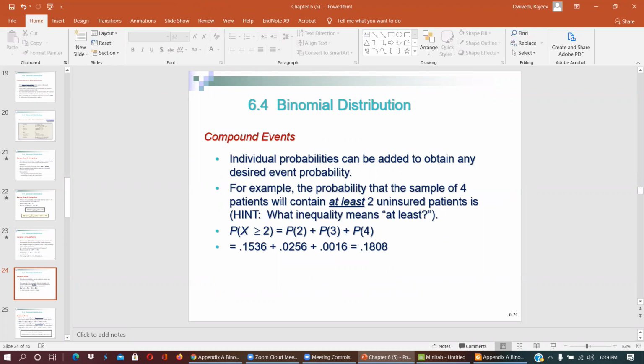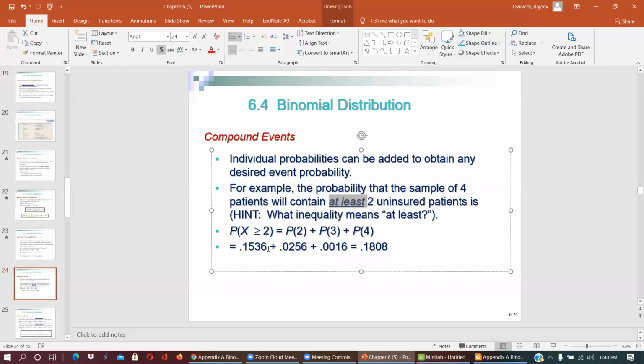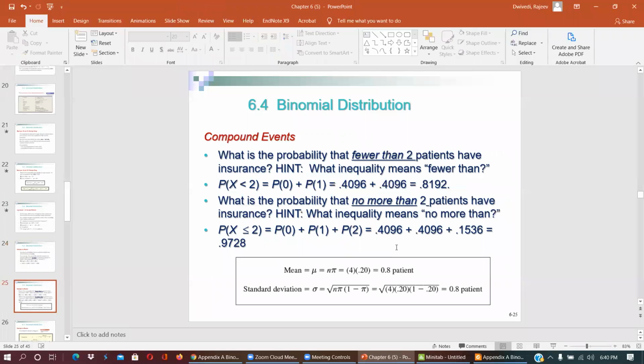So what is it asking? At least 2. Remember, here we always get confused and students make mistakes. At least 2 means 2, 3, 4. These are the possible outcomes. So it will have the probability of event 2, probability of event 3, probability of event 4. So this is 15%, this is 2%, and this is this. The total probability is 18%.